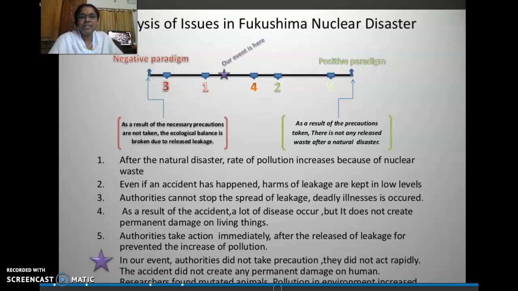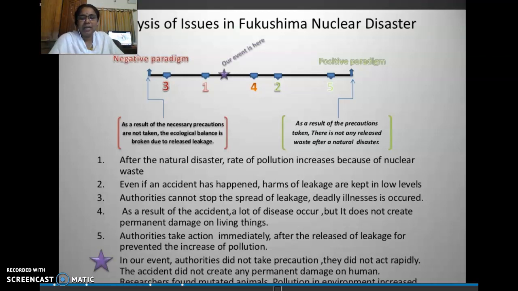After the natural disaster, the rate of pollution increased to a greater extent. Accidents happen, and harms of leakage are kept at low levels. Authorities cannot stop the spread of leakage. Deadly illnesses occurred. Too many disadvantages, right? As a result of the accident, a lot of diseases occur, but it does not create permanent damage on living things. They take action immediately after the leakage to prevent the increase of pollution.